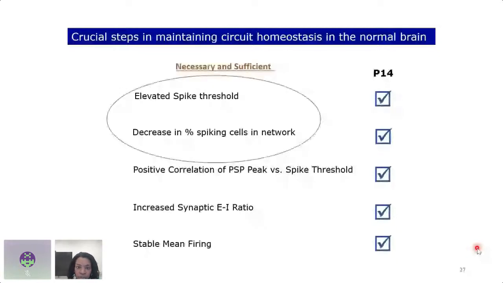One of the first things we wanted to determine was whether an elevated spike threshold and/or a decrease in the percent of spiking cells in the network was necessary and sufficient to drive an increase in the synaptic EI ratio.